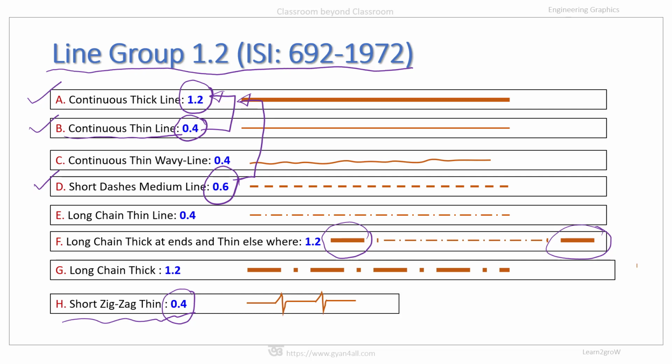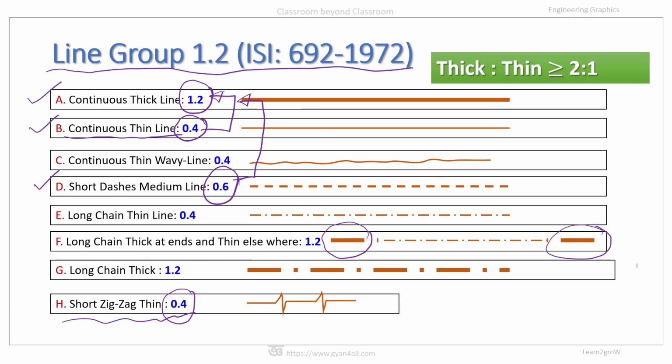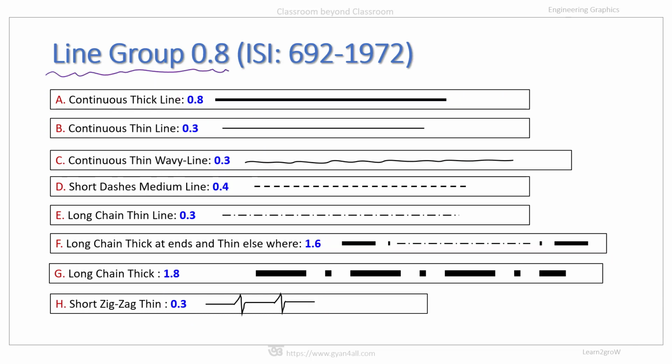This way, there are another three groups that we are going to discuss. But before that, the general rule is that the ratio of the thickness of thick line to the thickness of thin line is always greater than or equal to 2:1. It may be 3:1 also. This is line group 0.8 as per ISI 1972.